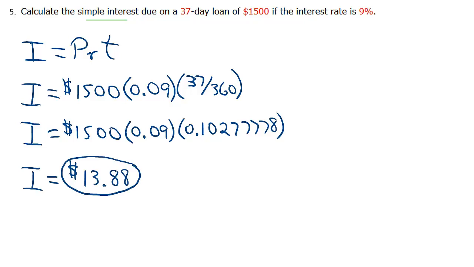And if you multiply that all out, you'll get $13.88 to the nearest cent. When you're doing these problems, carry a lot of decimal places and round at the end.